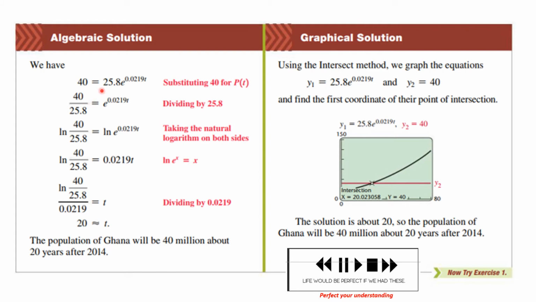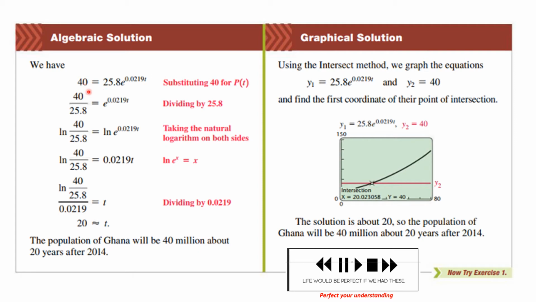Algebraically, we'll divide both sides by 25.8, and then the t is in the exponent, so we'll take natural logarithms of both sides. And when you take the natural logarithm of e to the something, you just get the something. And now we have a linear equation in t. We'll divide both sides by the coefficient 0.0219, and we'll get t is approximately 20. And so that means that after about 20 years, or in 2034, the population of Ghana should be about 40 million.